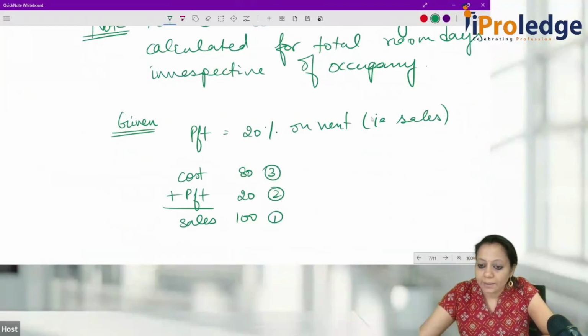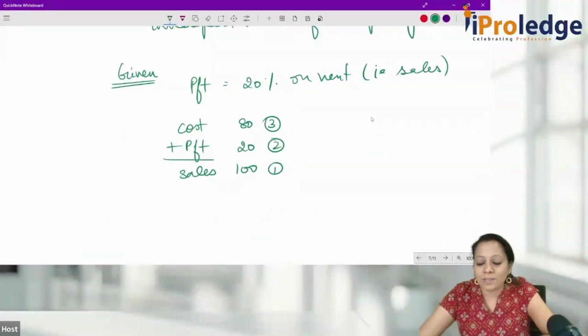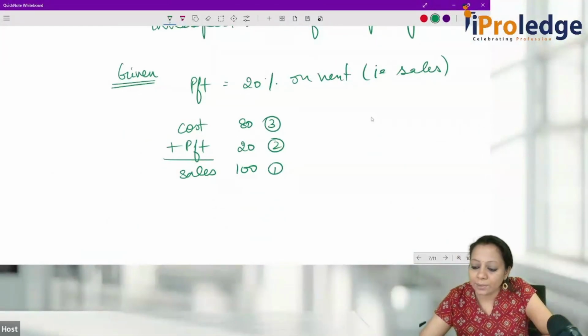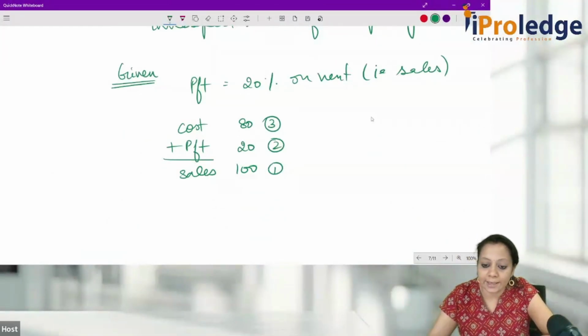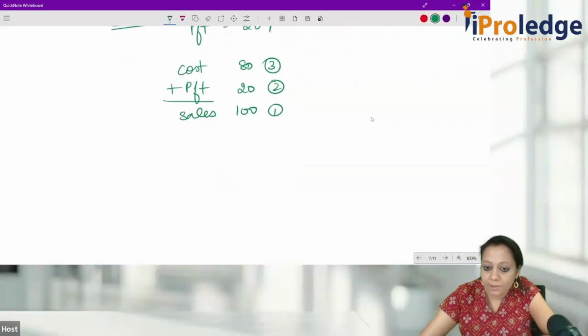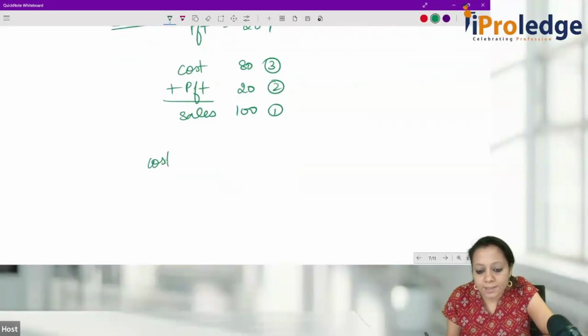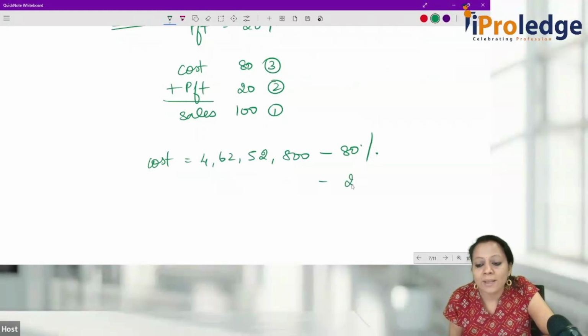Okay. Now that, yes, dear, cost was 4 crore, 62 lakhs, 52,800, correct? Yes. So cost is equal to 4 crore, 62 lakh, 52,800. This is 80 percentage, means how much is 20 percentage? Can we do like that, students?